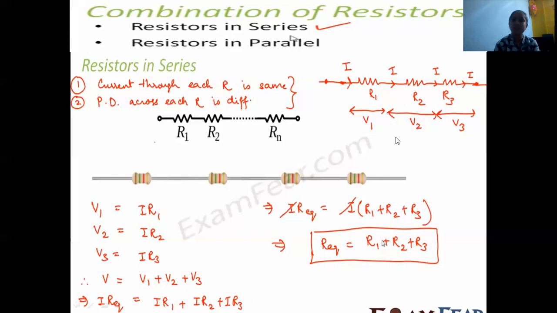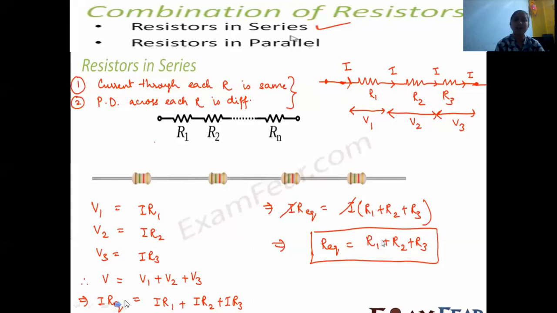The next one is V2. V2 is equal to I R2, as the current is the same. Then V3 equals I R3. So these are the three things we have taken. Now take the equivalent values. V is equal to the sum of the three potential differences, V1 plus V2 plus V3. What is the formula of Ohm's law? V is equal to IR. So substitute the value of V, that is I R equivalent.